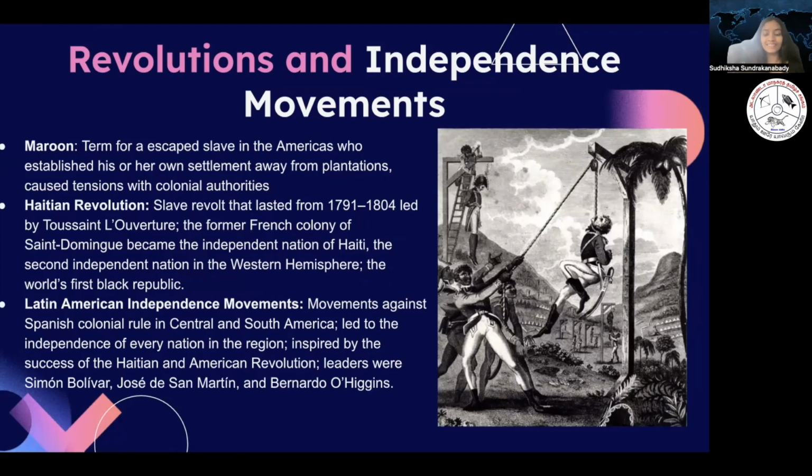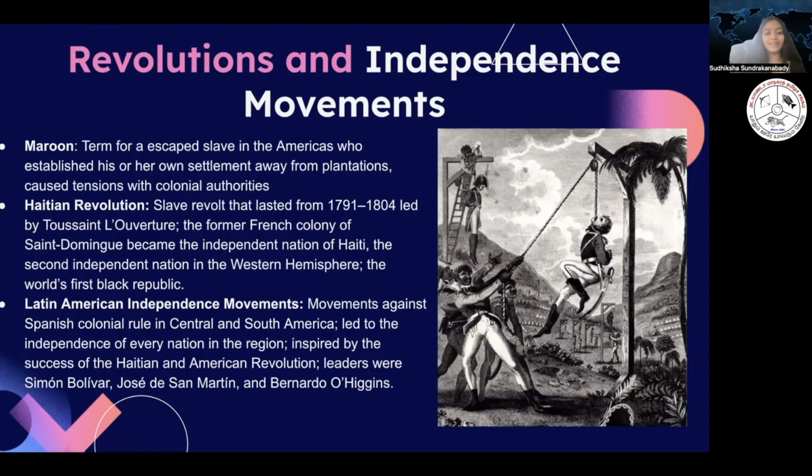This was the second independent nation in the Western Hemisphere, and one of the first world Black republics. That was a big deal at that time, since many of the people in Haiti were slaves, and they revolted to form their own independent nation. The Maroons were a term for escaped slaves in the Americas who established their own settlements away from the plantations, but it did cause tensions with the colonial authorities.